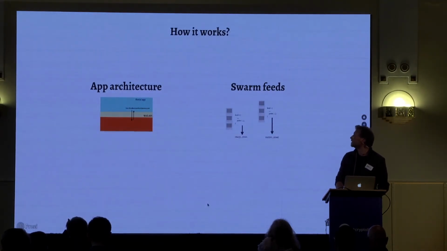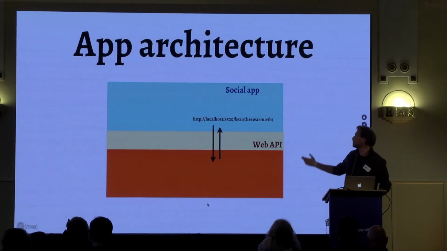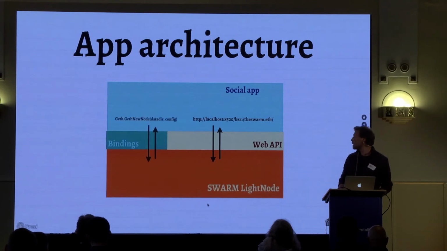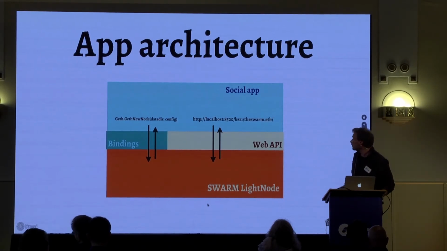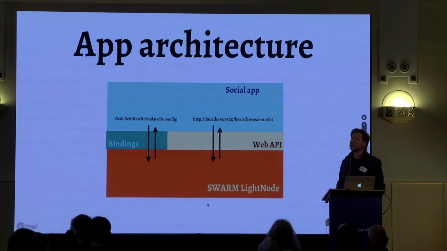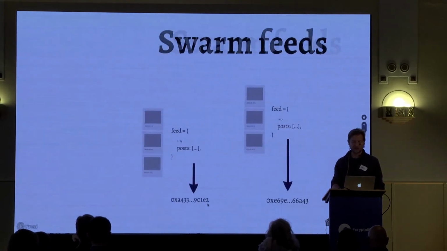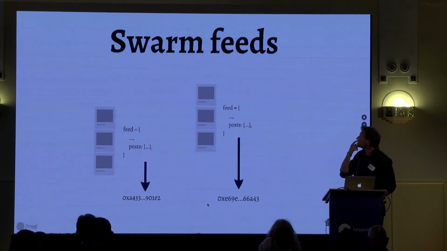And the app architecture right now is that we have this social app and it's communicating with the Swarm gateway. But eventually when we have the light node, then we will have the full light node functionality with encryption, and that enables new features like private sharing and private groups and private communication everywhere.